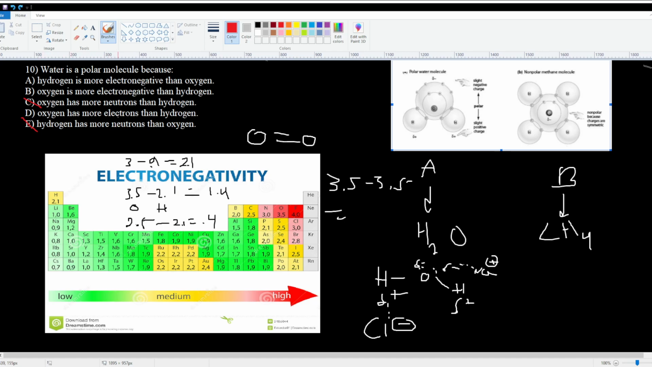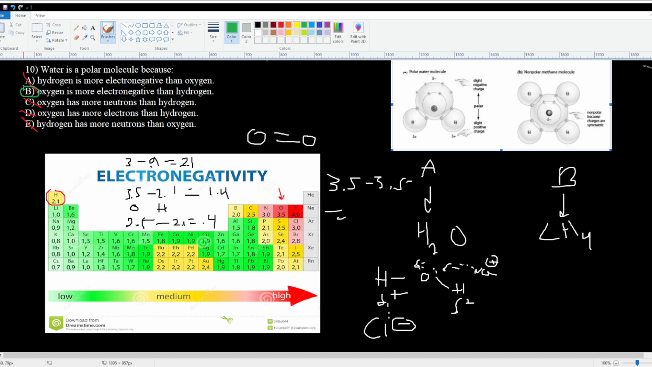D, oxygen has more electrons than hydrogen. That doesn't really have anything to do with it either, because when we're talking about polarity, we're talking about the unequal sharing of electrons. So if oxygen has more electrons than hydrogen, that doesn't necessarily have to do with anything. It just has to do with electronegativity and how closely oxygen is going to keep those electrons next to it. So if we take a look at this electronegativity chart, we could see immediately that oxygen has one of the highest electronegativities in the entire periodic table. So 3.5 versus 2.1, A is out of the question as well.